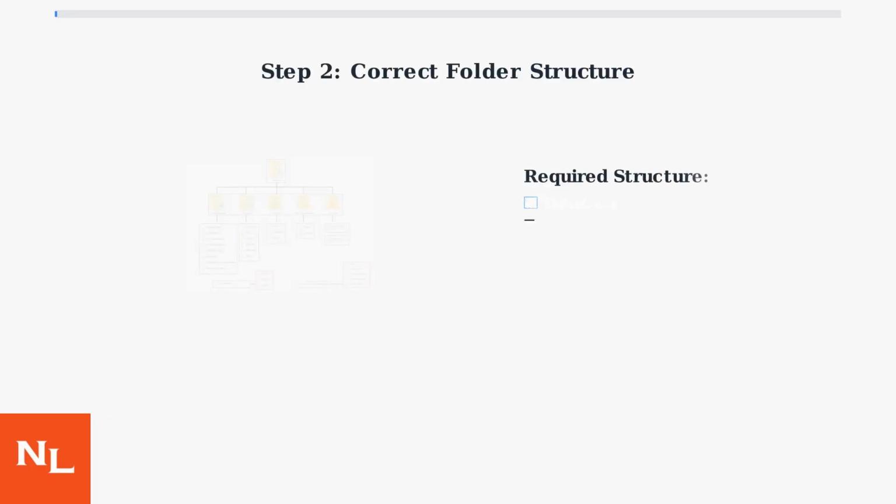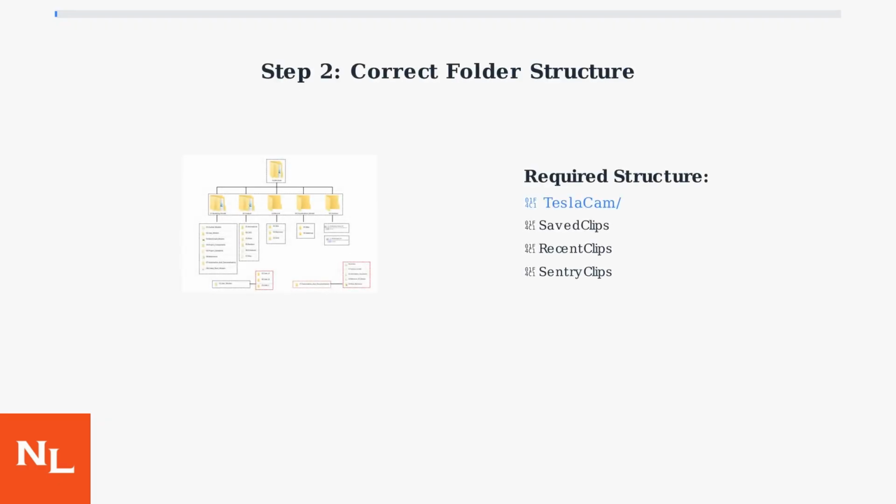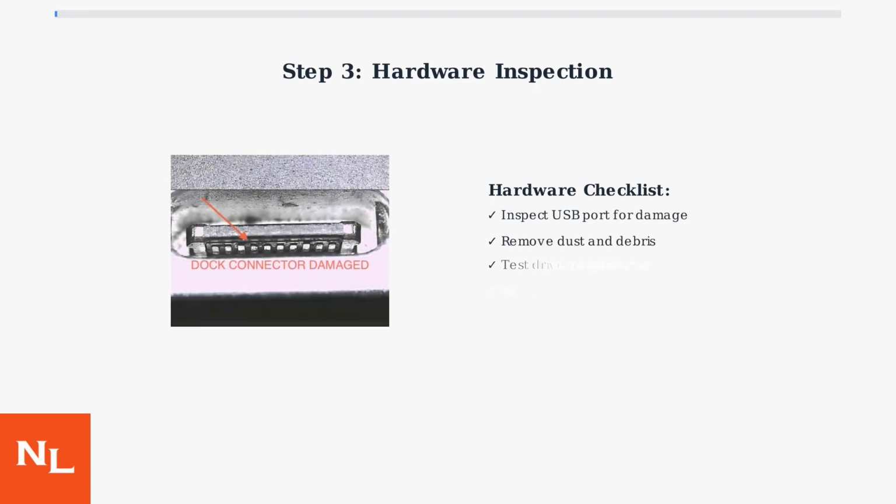Next, ensure your USB drive has the correct TeslaCam folder structure. Tesla requires specific folders for different types of recordings. Check your Tesla's USB port for physical damage or debris. Even small amounts of dust can cause connection issues and trigger the Dashcam unavailable error.